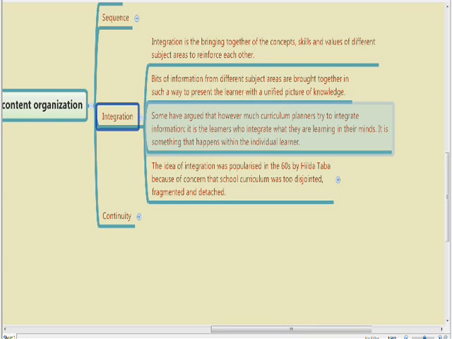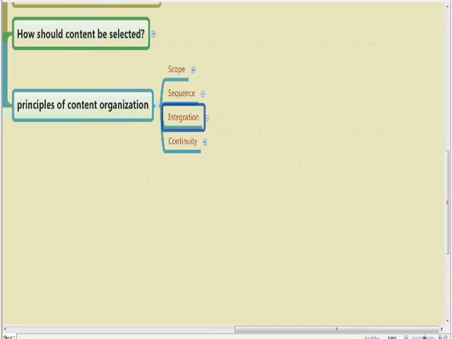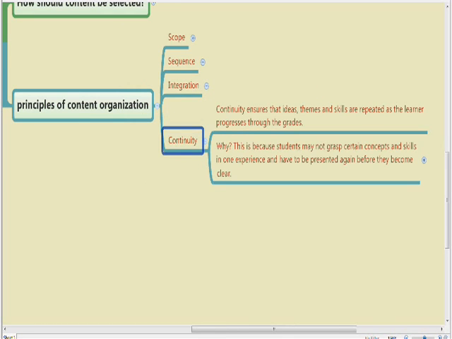Some have argued that however much curriculum planners try to integrate information, it is the learners who integrate what they are learning in their minds. It is something that happens within the individual learner. In my case, this is what I'm hoping to achieve. The idea of integration was popularized in the 60s by Taba because the concept of school curriculum was too disjoint and fragmented and detached. So that's the whole notion of integration.